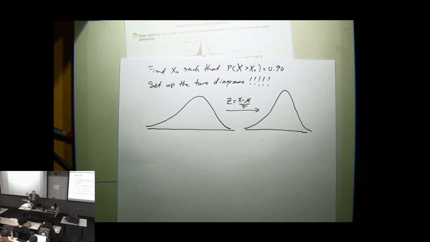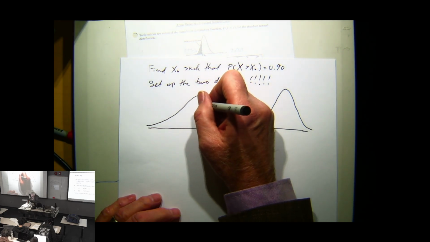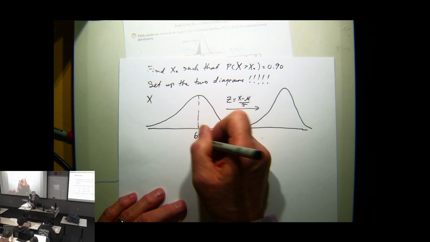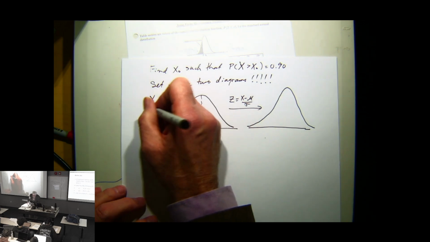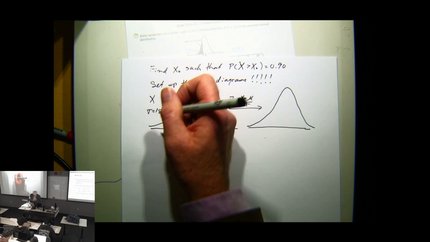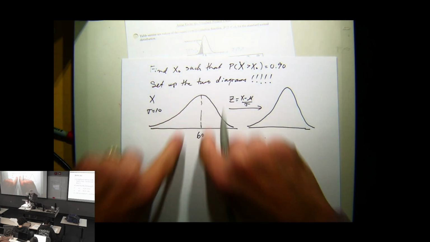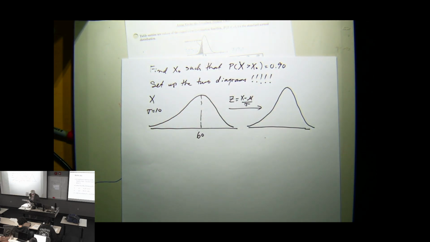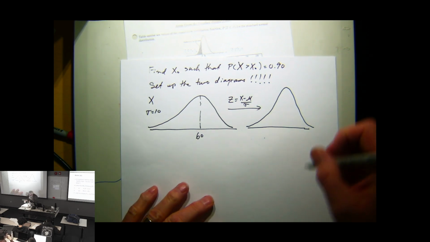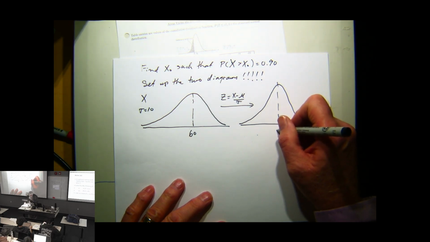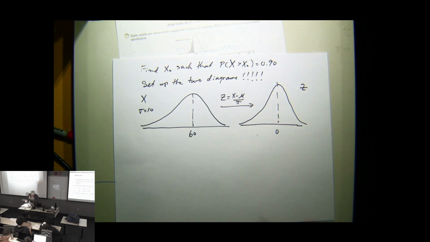And so let's see what we know. We know that the mean of this distribution, this is the distribution of X, that's 60. And the standard deviation is 10. That's about all I know right now. So I know where the points of inflection would be at 50 and 70, but that's about all I know. And we know the mean of this one is 0. This is the distribution of Z. So what else do I know?